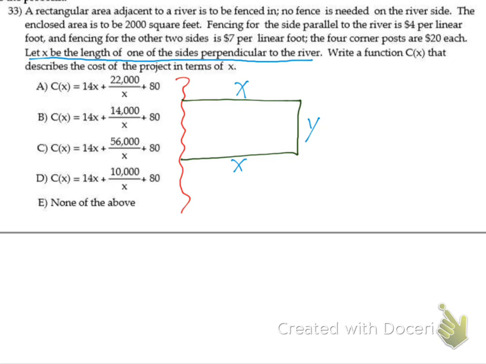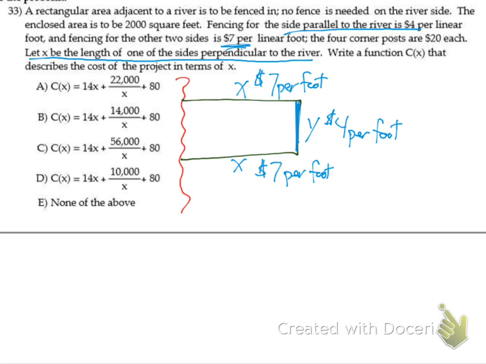Okay? The fencing for the other two sides is $7 a foot. And the fencing for the side parallel to the river, this is the side parallel to the river, runs the same direction as the river. Right? That's parallel. This fencing is $4 a foot. The other two are $7 per foot. And then it says there's 4 corner posts, $20 each. 20, 20, 20, 20.